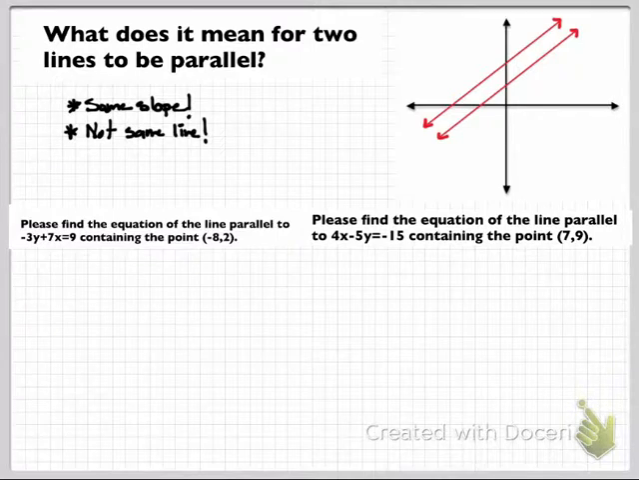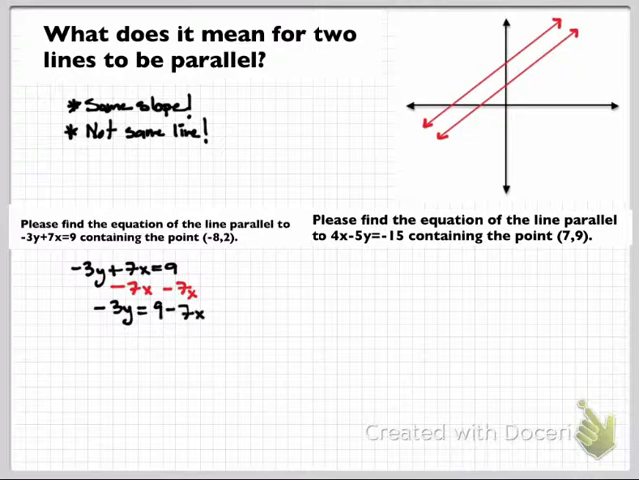So I'm going to copy down the original problem, negative 3y plus 7x equals 9. And I think it's a good idea to isolate y in order to find that slope. And it looks like it'll be easy enough to put this into slope-intercept form. So negative 3y equals 9 minus 7x. Let's divide both sides of this equation by negative 3, yielding a nice slope-intercept form of y equals negative 3 plus 7/3 x. Awesome.